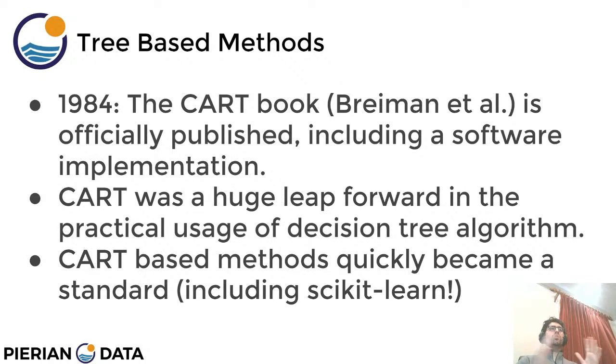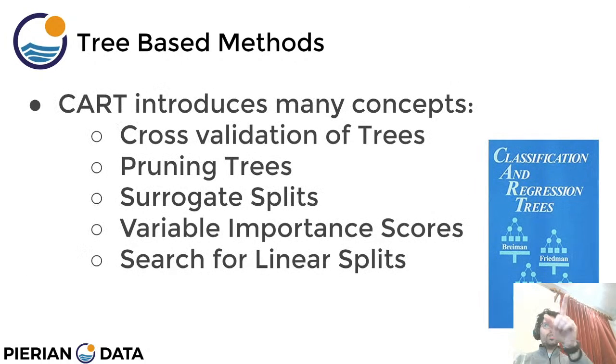And CART is just a huge leap forward from all the publications in the past. The publications in the past, a lot of it was just for small sociological data sets. And now, with the publication of the CART book, they have a lot of improvements on practical usage of the decision tree algorithm. And in fact, pretty much these CART-based methods are what scikit-learn uses. And so here's the actual book, published in 1984, Classification and Regression Trees. You can see their four names there.